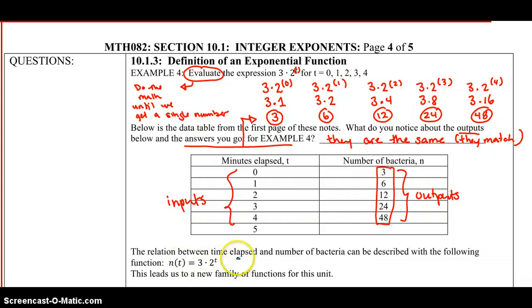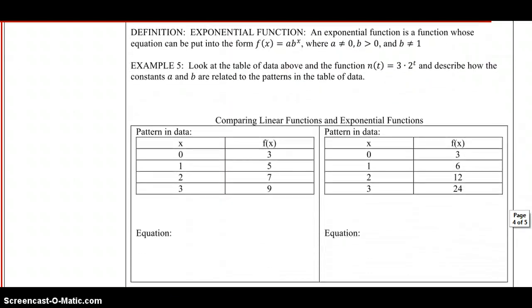So the relation between time elapsed and number of bacteria, so time elapsed, okay, that was our input, and number of bacteria, this was our output, there's our 2 variables, can be described with the following function. So the number of bacteria at time t is 3 times 2 to the t. Okay, that was the formula that worked for each of these inputs, gave us exactly the output that we had in the table. So this leads us to a new family of functions for this particular unit.